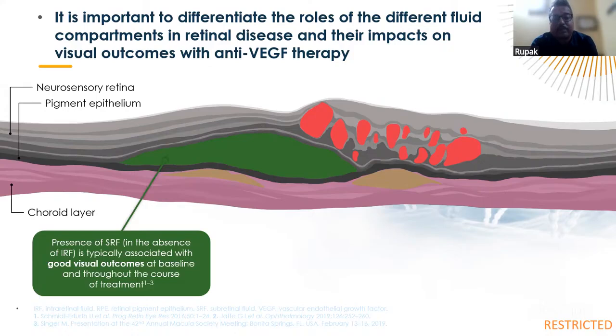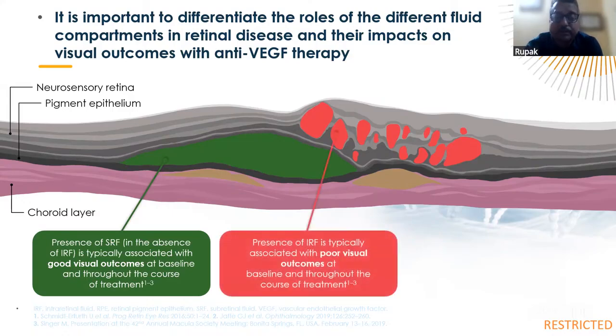The logic behind this probably is that there is a role of this subretinal fluid to nourish the photoreceptors. So in present day clinical practice, we tend to tolerate a little amount of subretinal fluid. We will not go all out just to get all the fluid out. On the other hand, if you see intraretinal fluid, we know this is going to cause damage to the photoreceptors, and so it should always be tackled very aggressively. The presence of IRF is typically associated with poor visual outcome at baseline and throughout the course of the treatment.